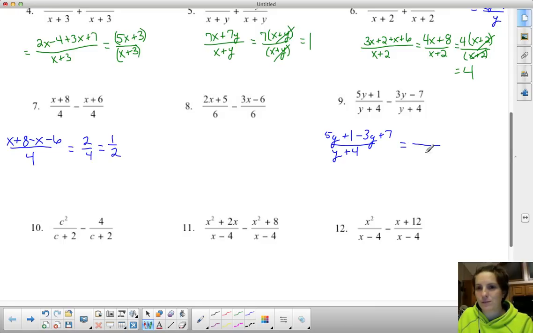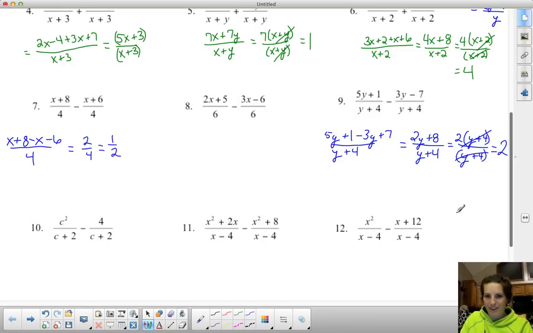Combine like terms. 5y minus 3y is a 2y. 1 plus 7 is an 8. So that we get 2 times y plus 4 over y plus 4. And I can in fact simplify, and I get an answer of just 2, or 2 over 1.